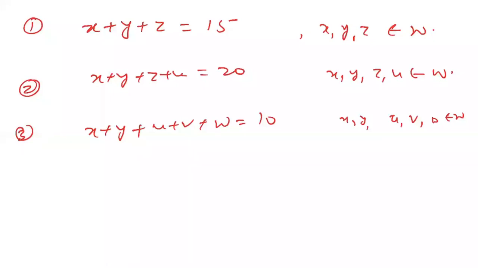Right? So directly we can write down the answer: the first one, 15 plus 3, 18, 17C2; 20 plus 4, 23C3; 10 plus 1, 2, 3, 4, 5, 14C4. Right? So this is the way, but the restriction is you have to start with the whole numbers.